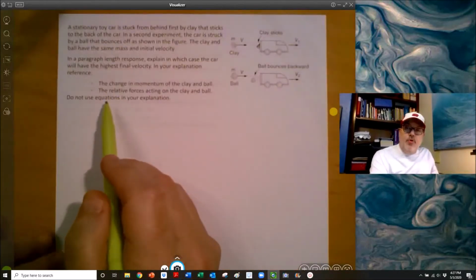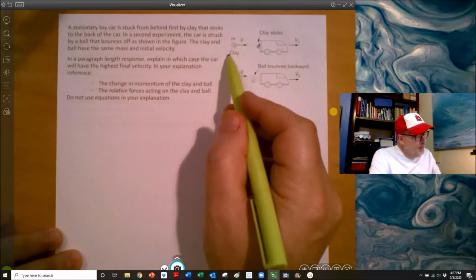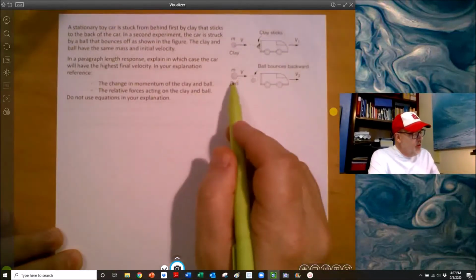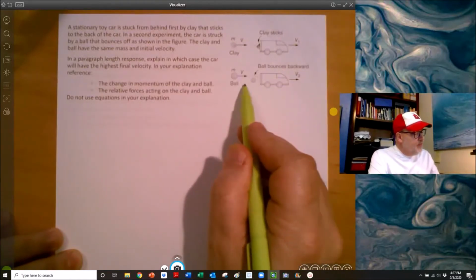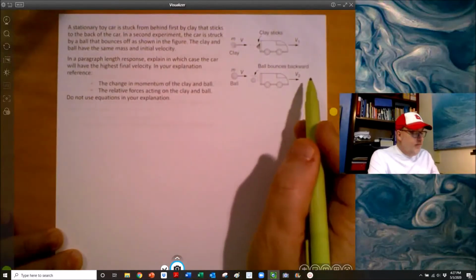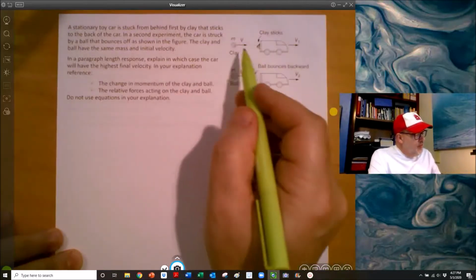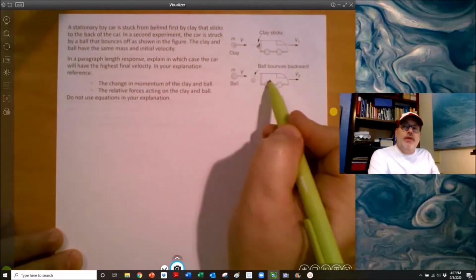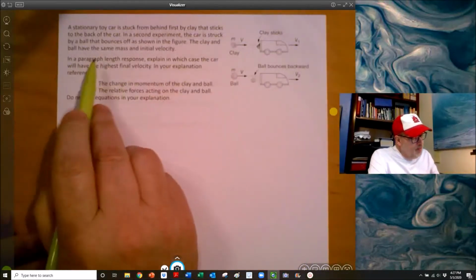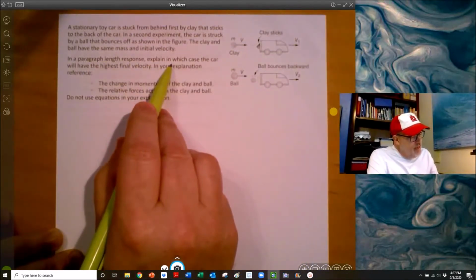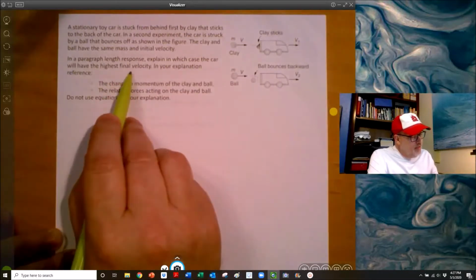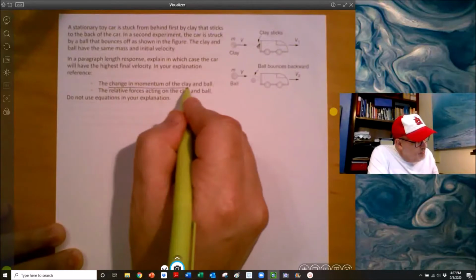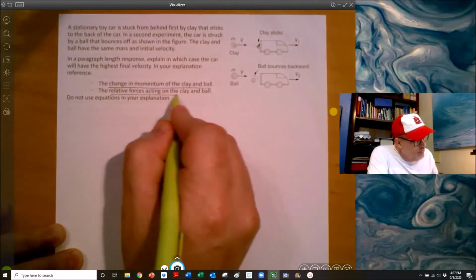Okay, in our second problem, we have a lump of clay colliding with a toy car and sticking with it and them going off together, or a ball that bounces off backwards, toy car going off to the right, V2. Now, the clay and the ball both have the same mass and the same initial velocity when they collide. Now it says, in the paragraph length response, explain in which case the car will have the highest final velocity. In your explanation, reference the change in momentum of the clay and the ball and the relative forces acting on the clay and the ball.